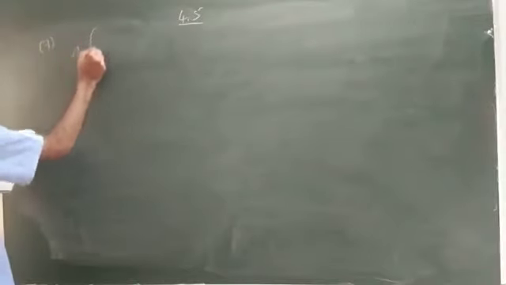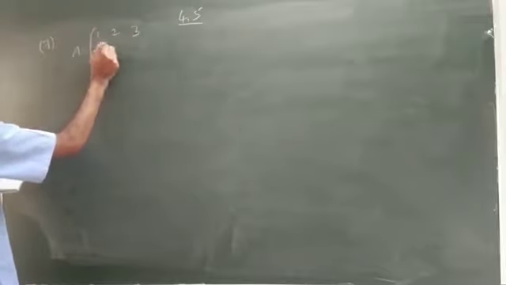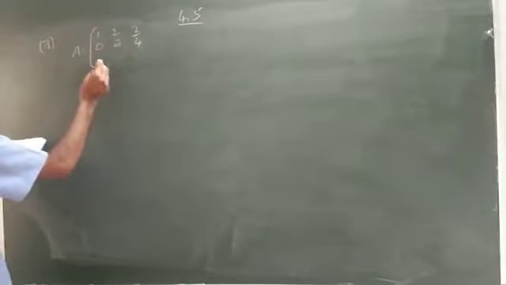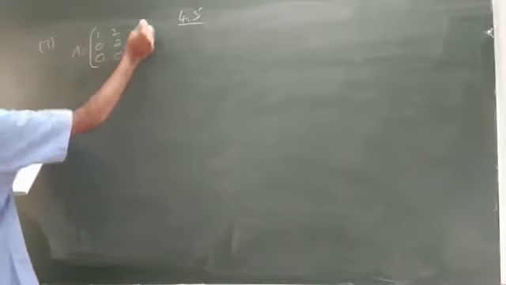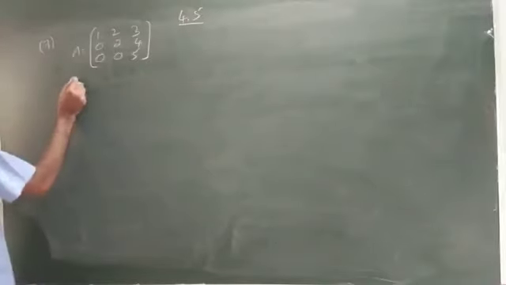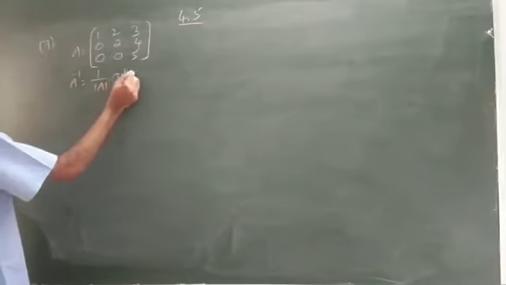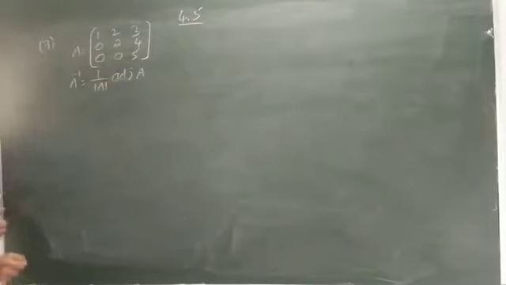A is equal to [1, 2, 3; 0, 2, 4; 0, 0, 5]. We need to find the inverse of this matrix. So let us take the formula: A inverse is 1 by determinant A into adjoint of the matrix A.